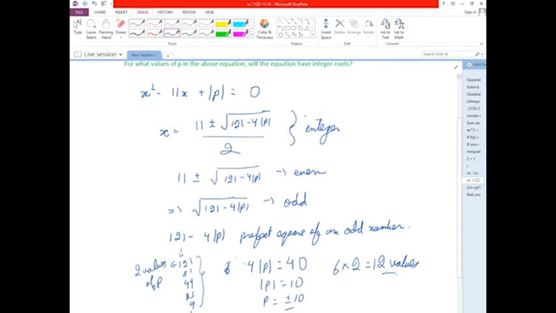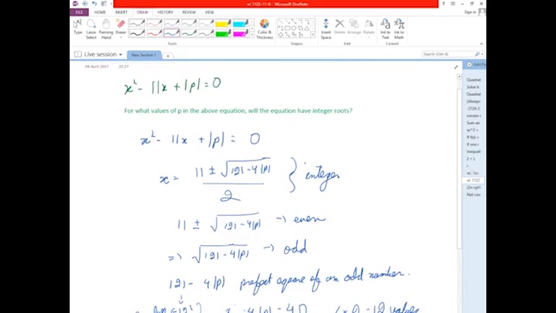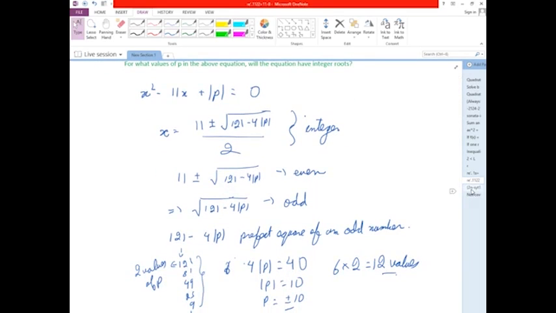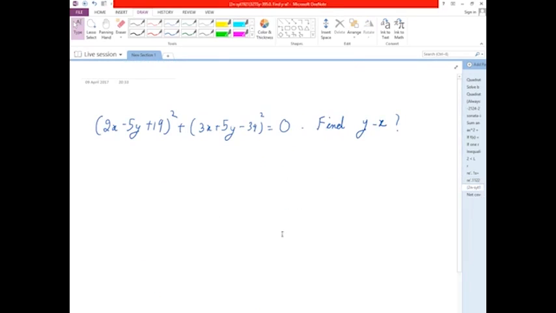Deepak is saying only 8 values. So did I make some mistake? Deepak is writing some values there which seem like 8. I have 12 here. I hope I didn't miss anything. We'll see. If I make a mistake, I'll come back and correct.